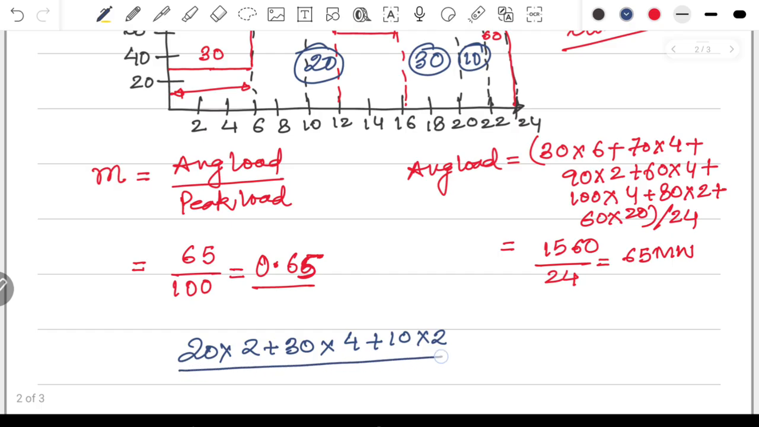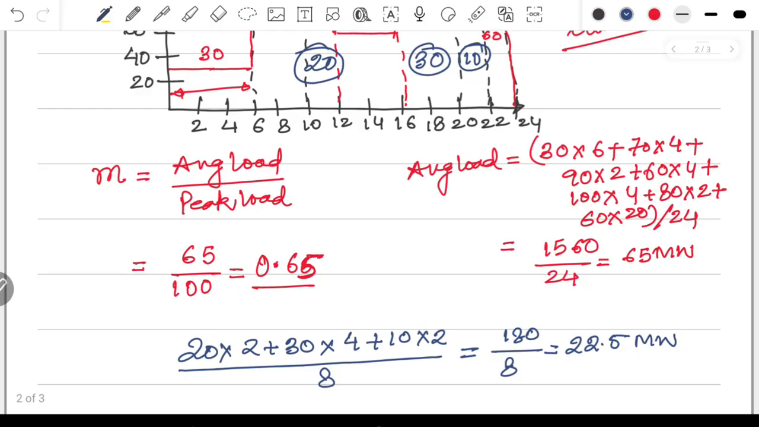So if I divide it by total time, that is 2 plus 4, 6 plus 2, 8. So that is basically the average load on that 30 megawatt unit. If you solve this, it will come out as 180 megawatt hour divided by 8. So this will be 22.5 megawatt.